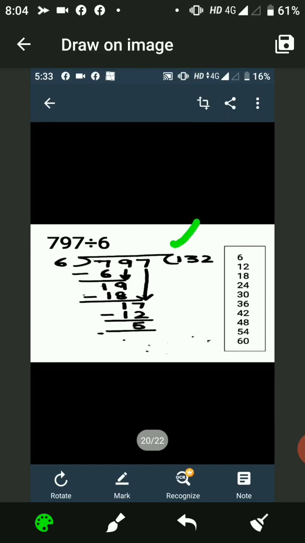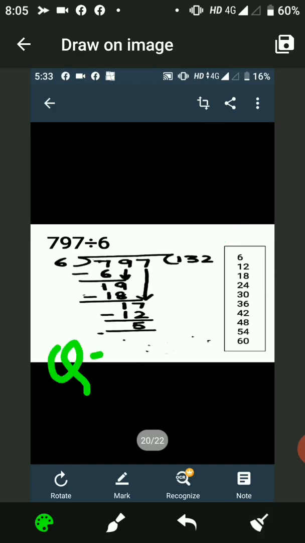So 1 here. 1 is smaller than 6, so I will take another number from up. 9 will come here. 19 minus 18, because in the 6 table 18 comes in the third position. So I will write 3 here, 18 here. 19 minus 18, what comes? 1. So I will write 1 and I will take 7 from up. 17 minus 12, what comes? 5. So I will write 5 here. Clear? And here comes 2. So the quotient is 132.